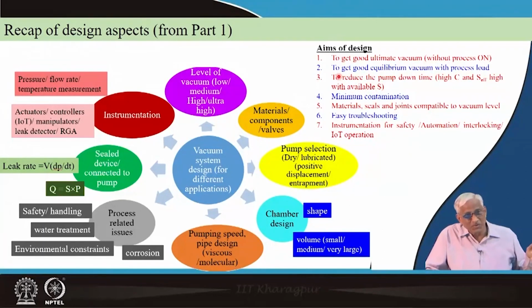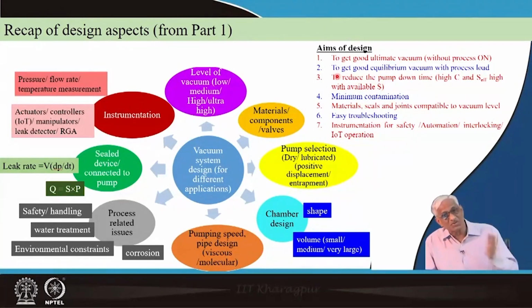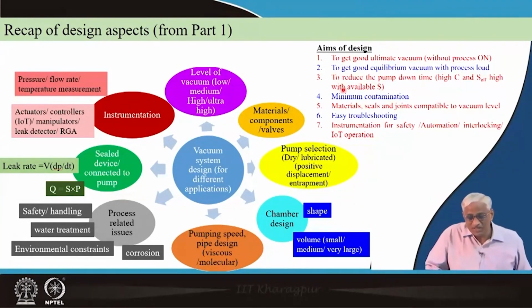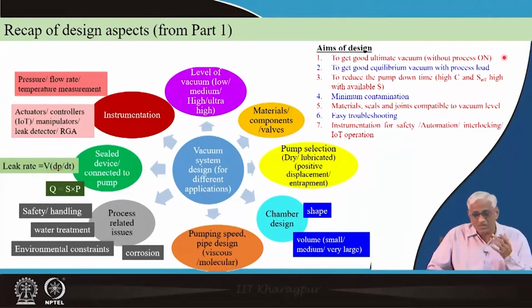Like when you want to be a very good engineer or anything, it all depends on what schooling you have done, what college you have done, everything comes into that. Same thing here also, to get a very good equilibrium vacuum with process load, you should also get a good vacuum without process load on, that is called ultimate vacuum. These two things should be kept in mind.